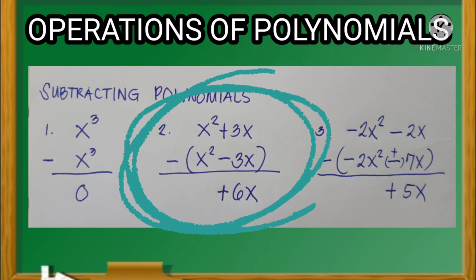Then number 2, x squared plus 3x minus x squared minus 3x. So since x squared and x squared are the same variables, the same exponents, and the same sign, we can cancel them. But for the subtrahend, we will change a negative to positive. So we have now positive and positive. So the same sign we will add. So 3 plus 3, that is 6. Then copy x, but copy the common sign which is positive. So the answer number 2 is positive 6x.